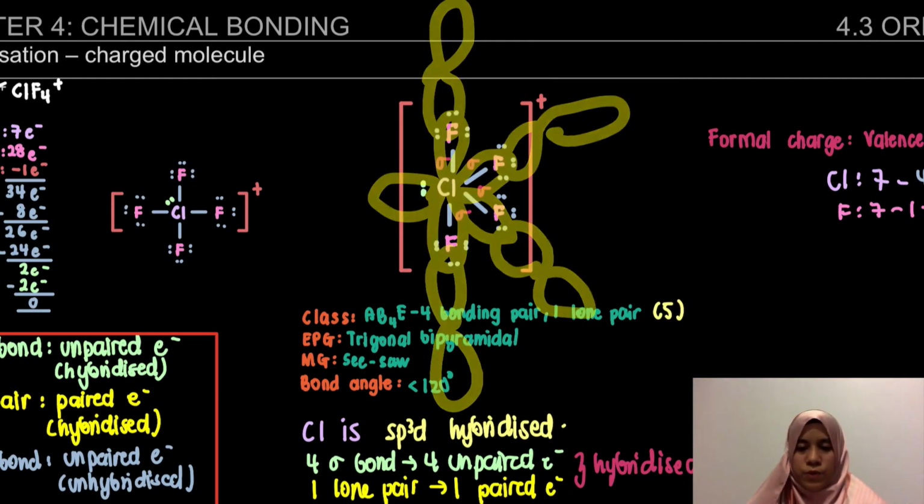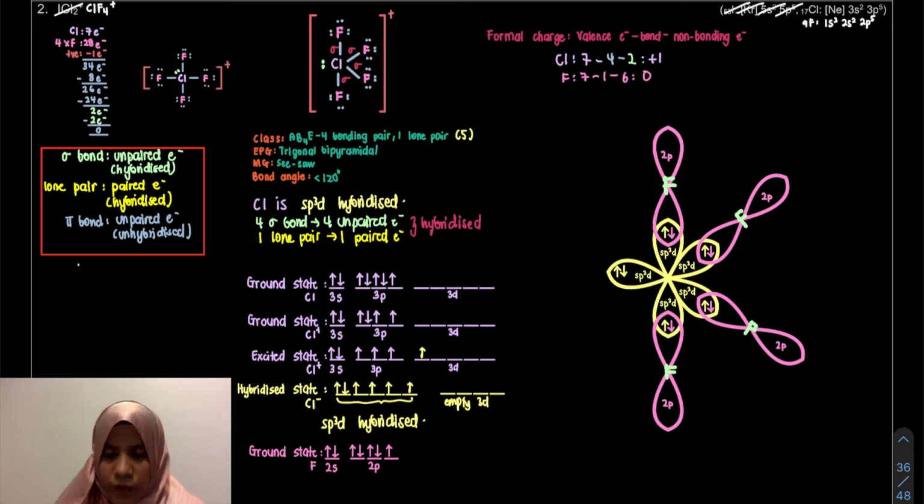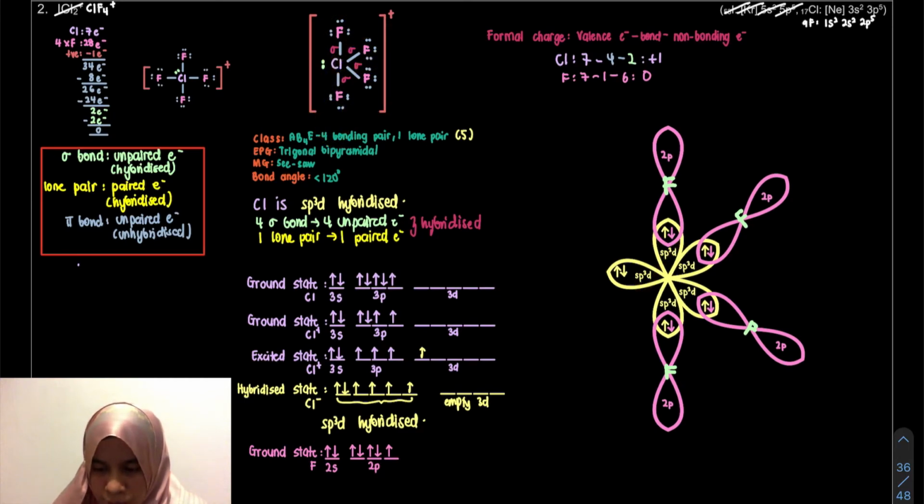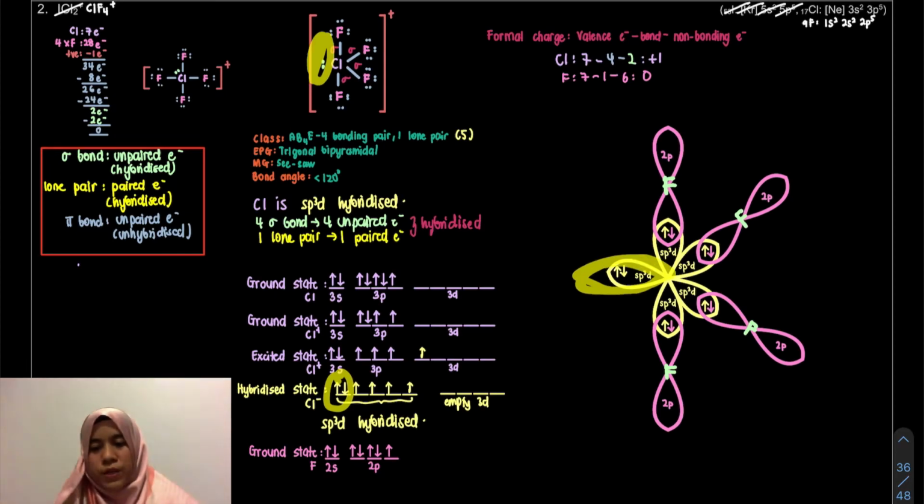Okay, so how do we draw it? So, this will be my drawing. Remember, sebab bentuk dia adalah trigonal bipyramidal kan? So, this is the yellow one. Each of it labeled sp3d, sp3d, sp3d, sp3d. Here, as we can see, kita ada 4 unpaired electrons. So, 1, 2, 3, 4. And then 1 lone pair, which is kat sini, so it will be here.